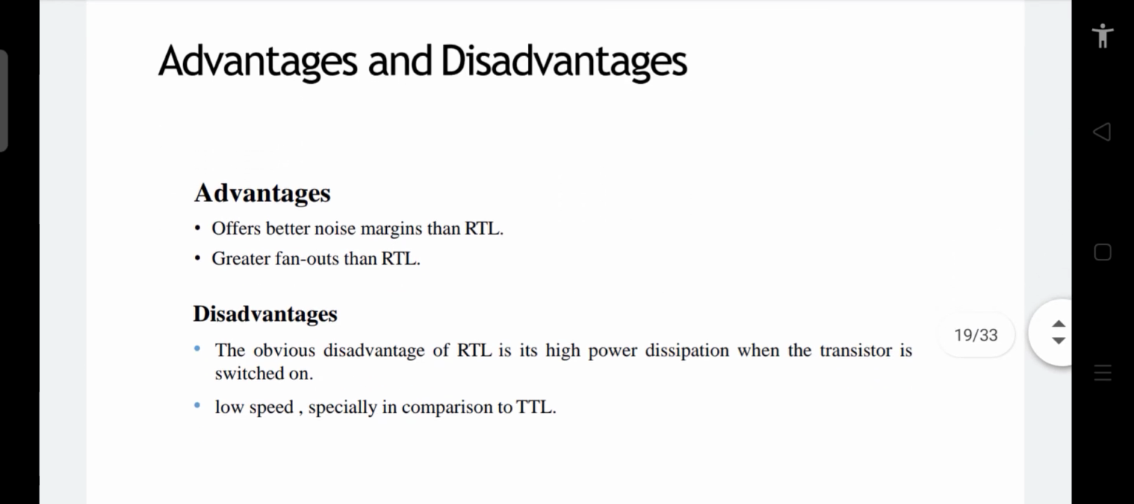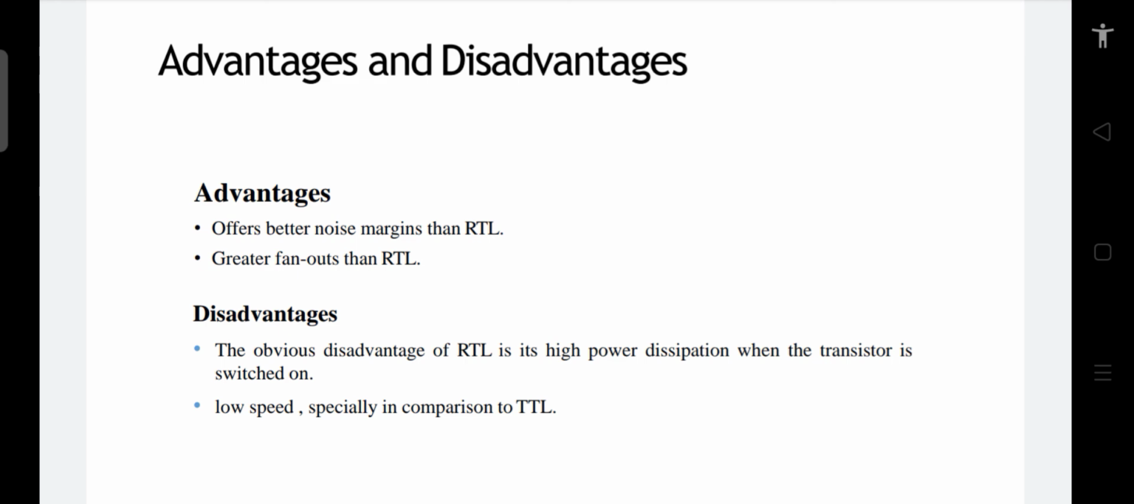Then the advantages and disadvantages of this logic family. It offers better noise margin than RTL, and greater fanout than RTL. Then the obvious disadvantage of RTL is its high power dissipation when the transistor is switched on.